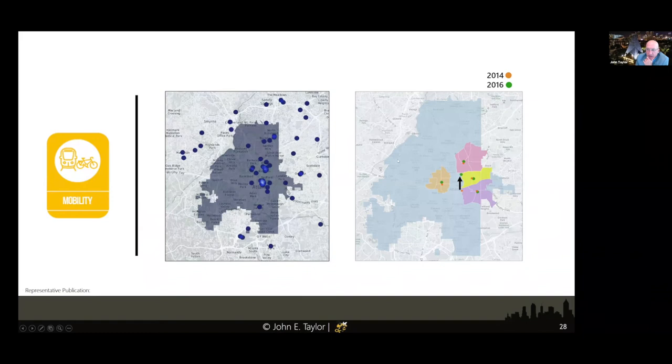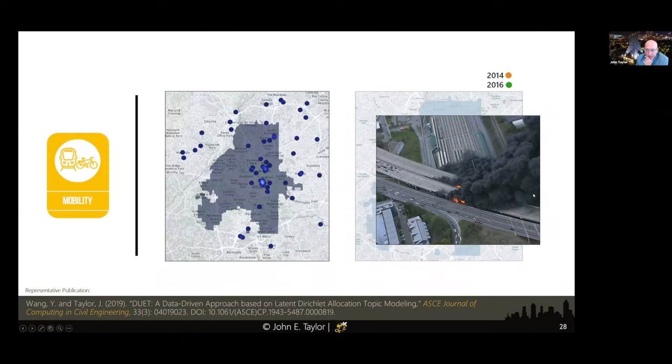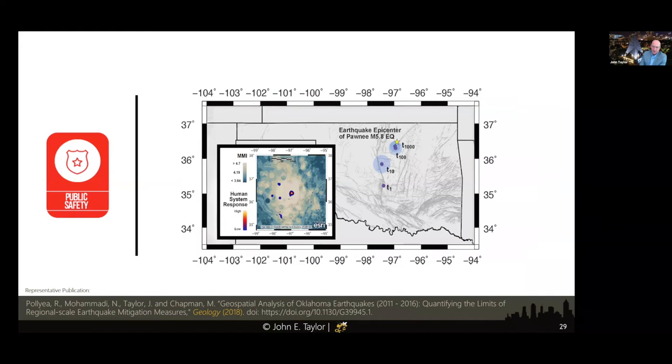But during the course of this study, we had a sort of a sensational change in mobility patterns, and that is the I-85 bridge collapse, which was a pathway into the city for a very large number of commuters. And so we were able to expand that study, which I'll touch on in just a moment, with the Georgia Department of Transportation. And so the last of the thrusts is public safety.